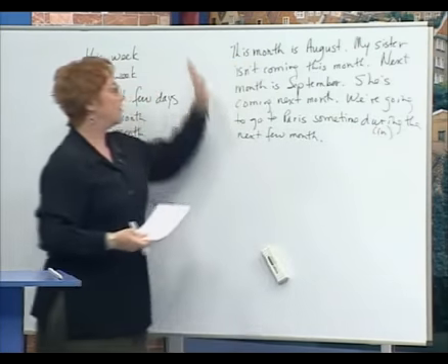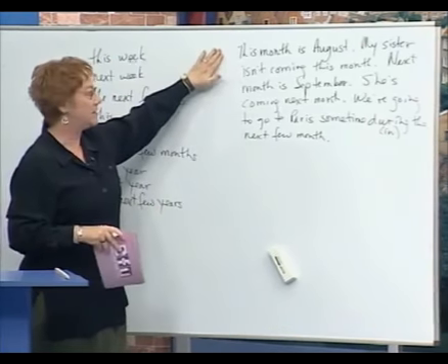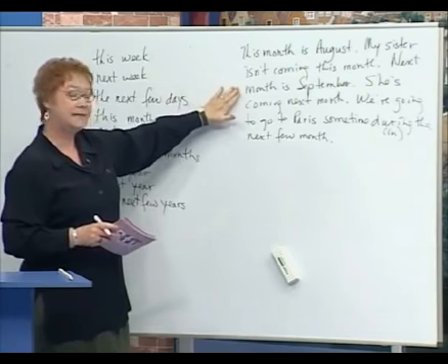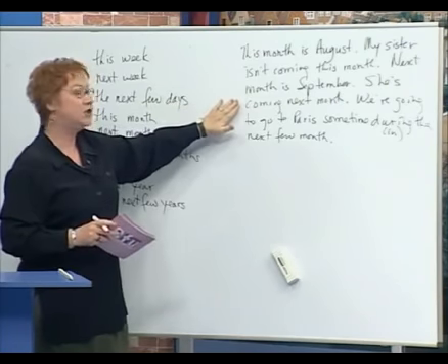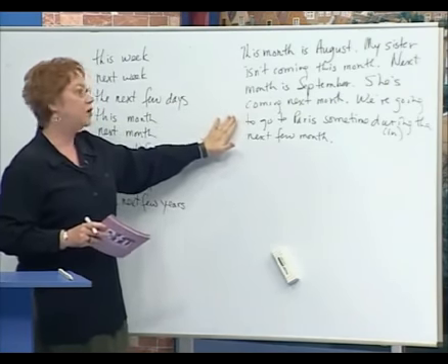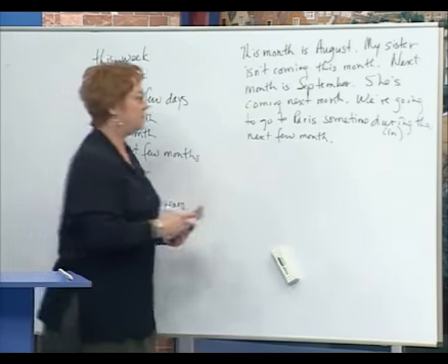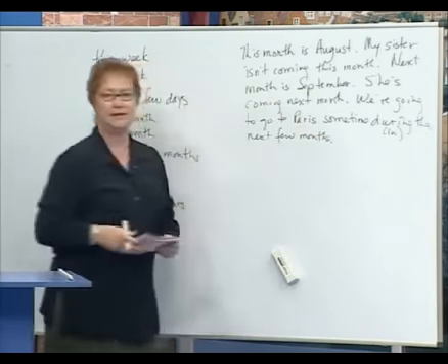All right? So this month is August. My sister isn't coming this month. Next month is September. She's coming next month. We're going to go to Paris sometime during the next few months. Get the S in there.